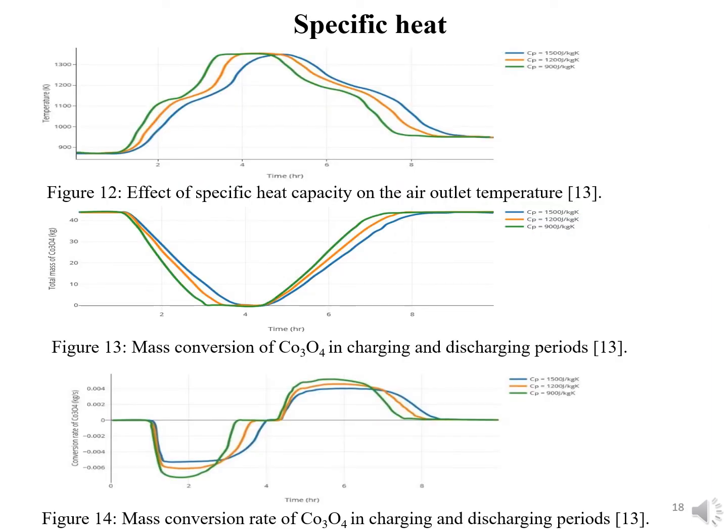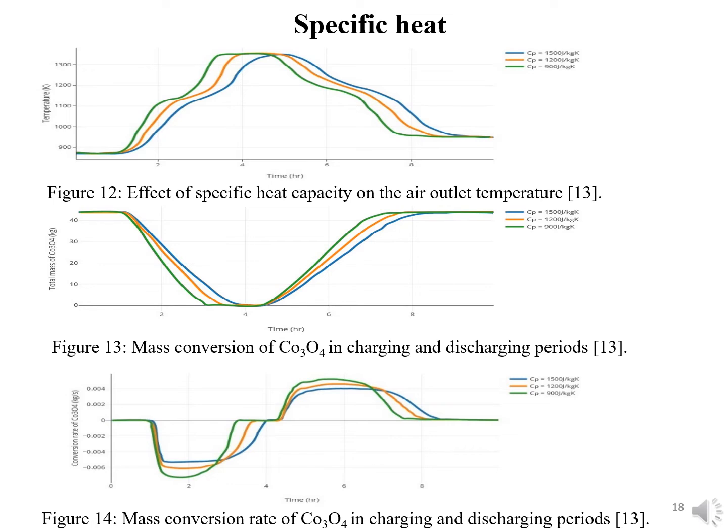Now moving further ahead, the next slide is about the experimental effect of specific heat. Specific heat of the storage material is an essential parameter for the storage system's thermal capacity when the storage material mass is constant. The first graph shows the temperature versus time graph, where the effect of specific heat of the solid material on the outlet temperature is shown. In all three graphs, specific heat was 900, 1200 and 1500 joule per kg Kelvin.